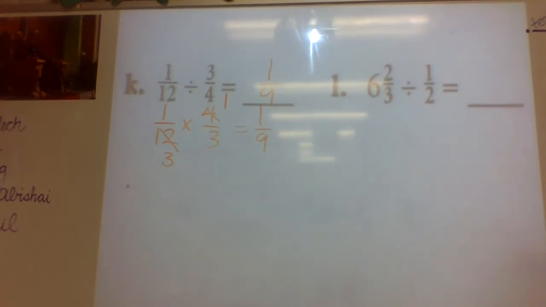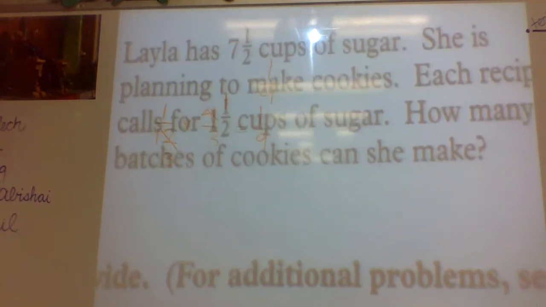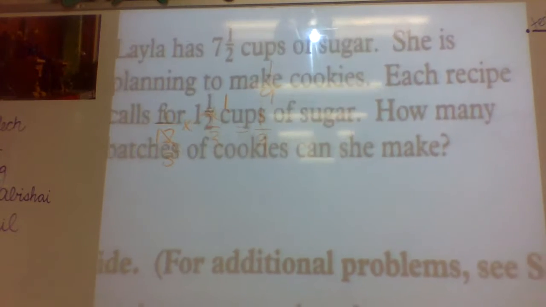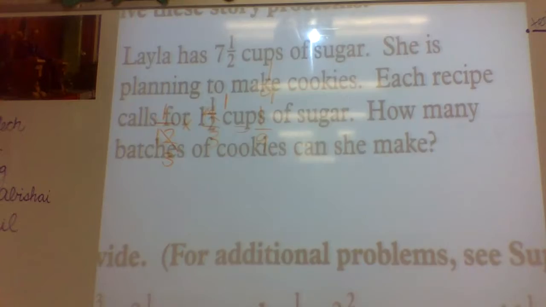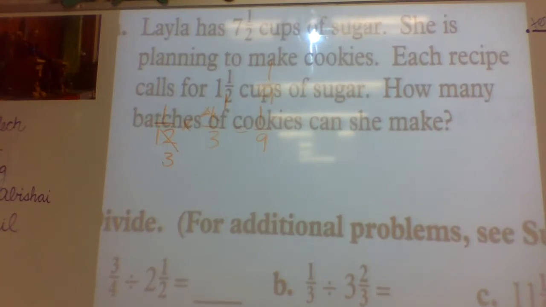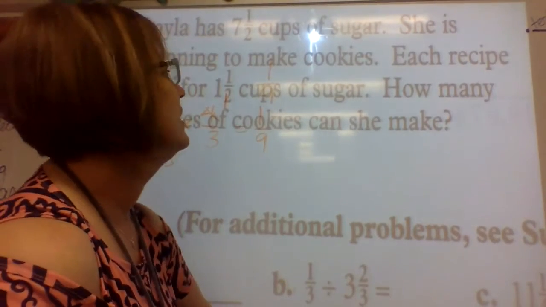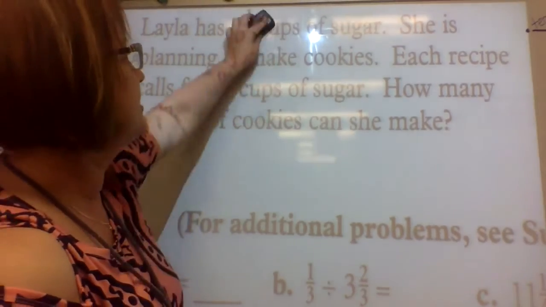Now let's pop back up to story problems that we skipped. Layla has 7.5 cups of sugar. She's planning to make cookies. Each recipe calls for 1.5 cups of sugar. How many batches of cookies can she make?